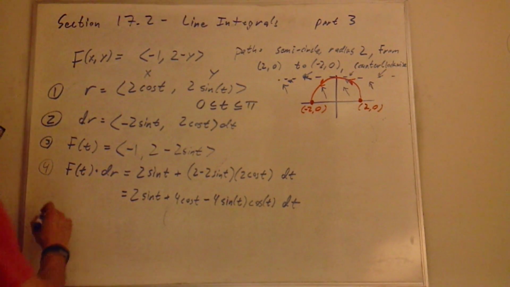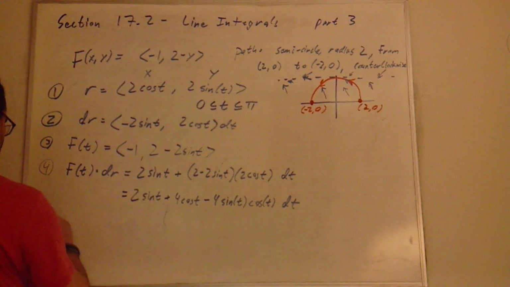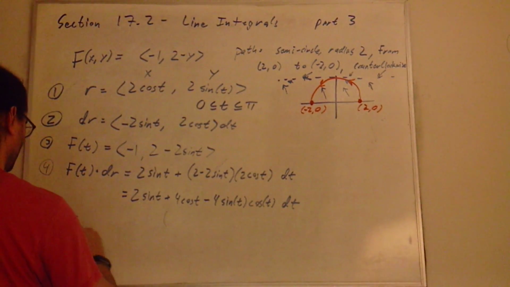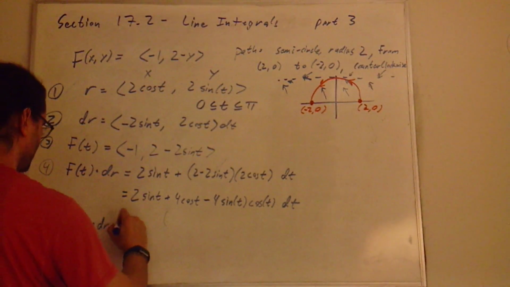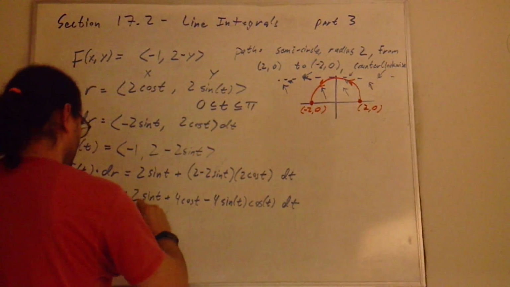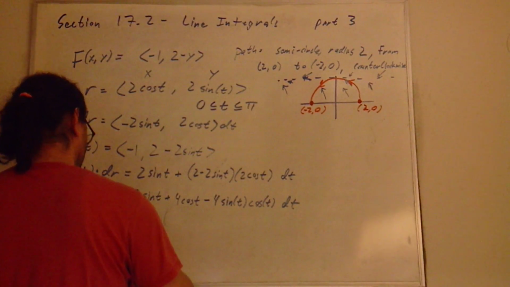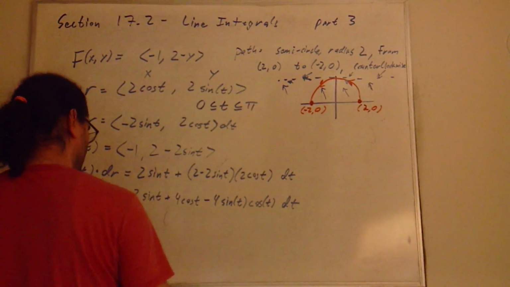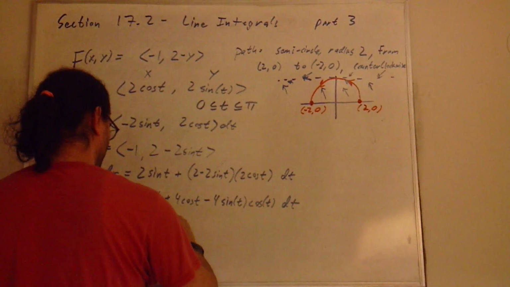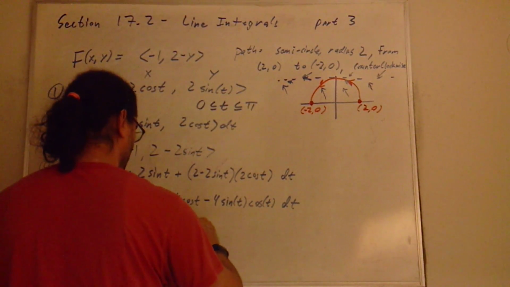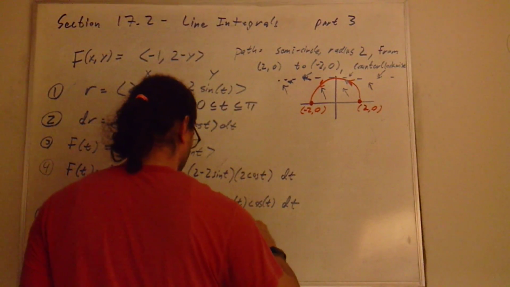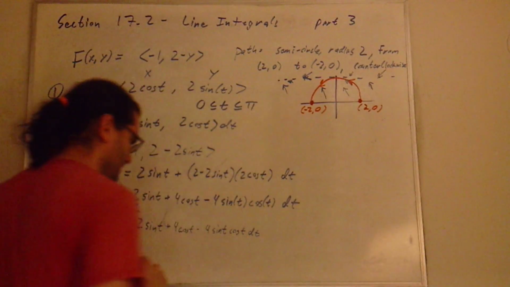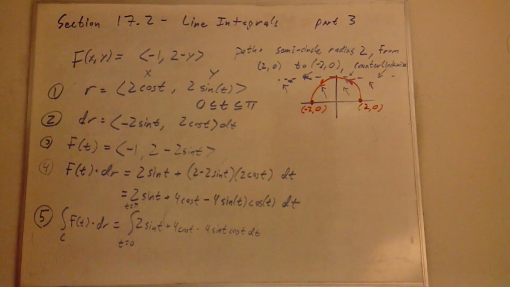So, in step 5, I need to integrate that. The integral over the path of my vector field times the little pieces of my path is the integral from t equals 0 to t equals pi of 2 sine t plus 4 cosine t minus 4 sine t cosine t dt. Now we just have to integrate.